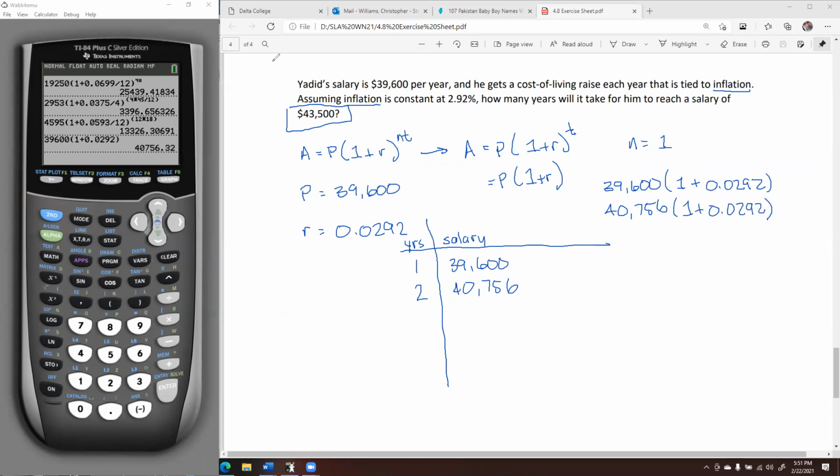So we can come back over here and we can do 40,756 times the quantity, 1 plus 0.0292. Hit enter. And our third year is going to be 41,946. Then this will become the input for the next loop. So let's go ahead and do that.